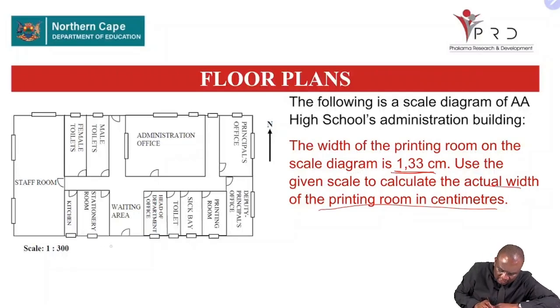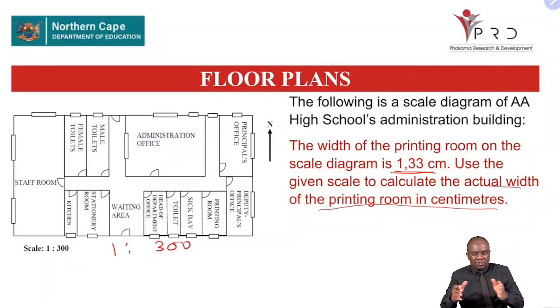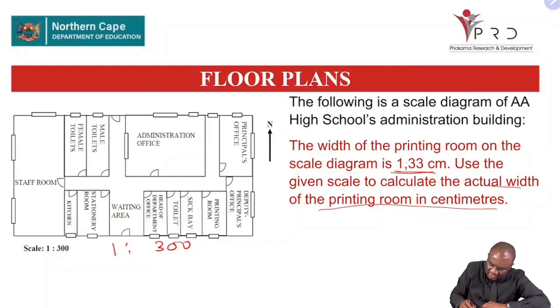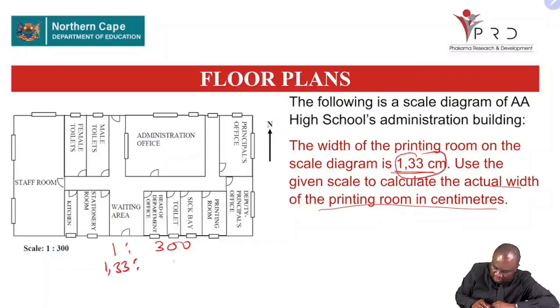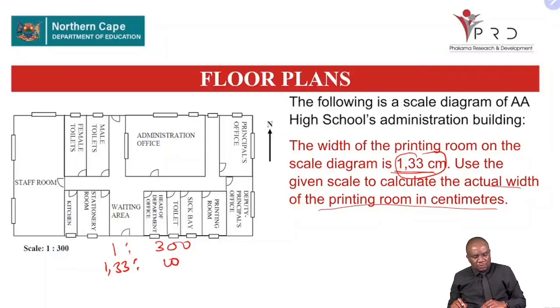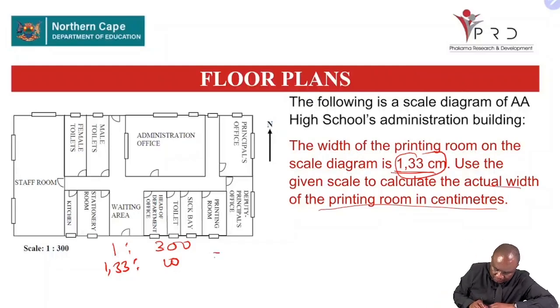Right, welcome back. The scale is 1:300, plan to actual. Now, this is the distance on the plan, so we write it here: 1,33 is to the width. Let's put W there for width. Right, and then what do we do? 1 is 300. So what about 1,33? It's going to be 300 times 1,33, which is 399.